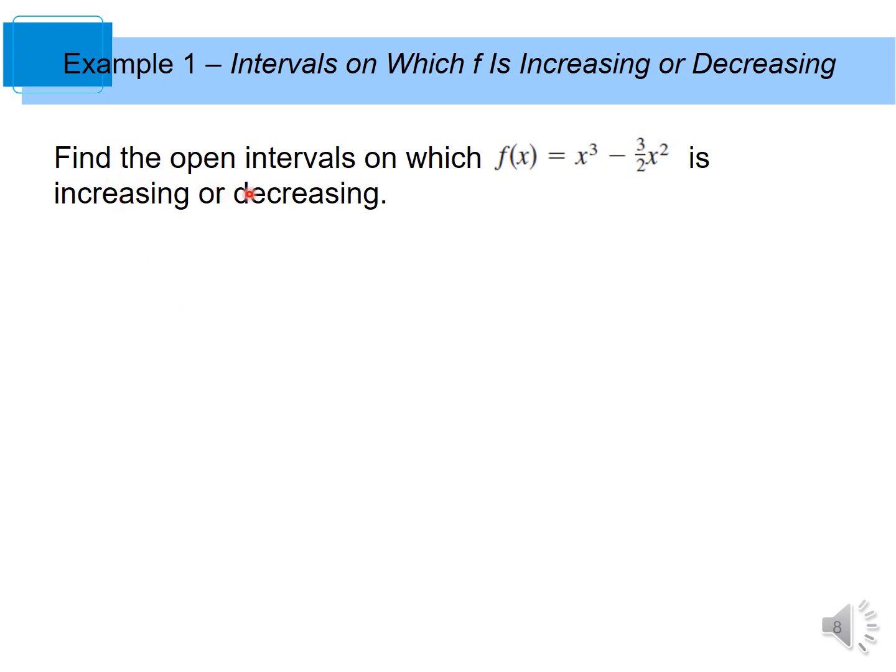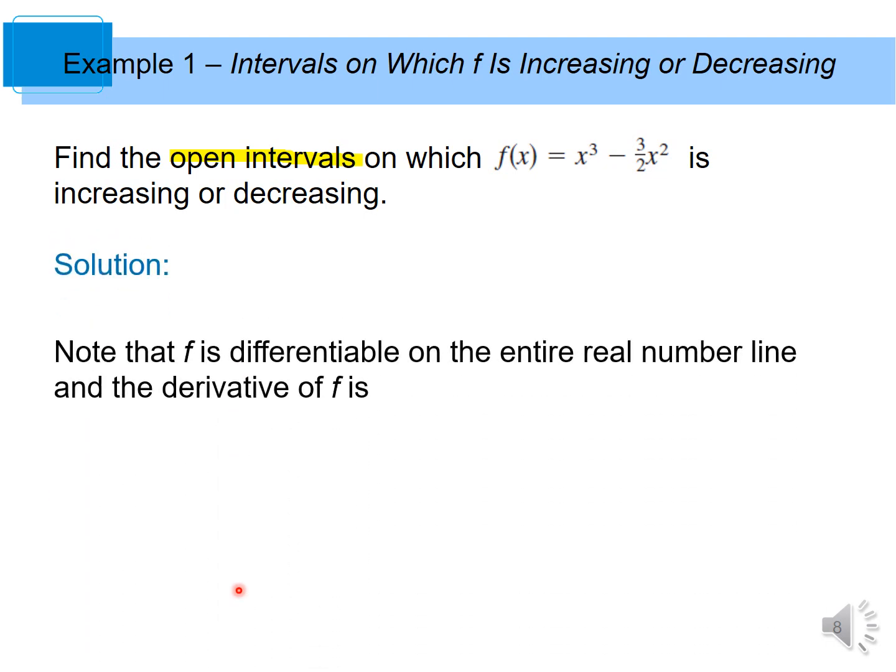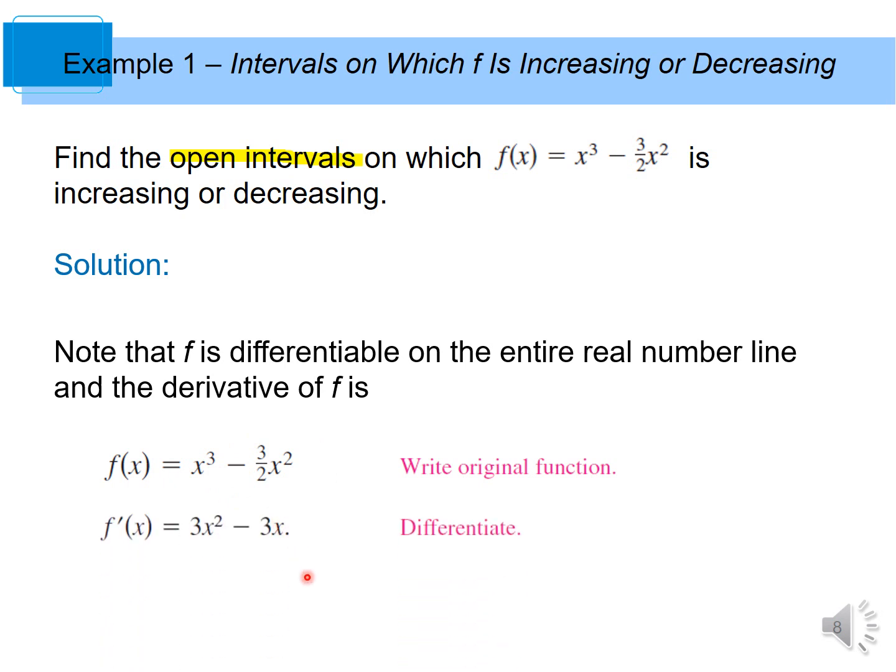Find the open intervals on which f(x) equals x cubed minus 3 over 2 x squared is increasing or decreasing. Note that f is differentiable on the entire real number line, and the derivative of f is given below. We rewrite the original function and we differentiate the function.